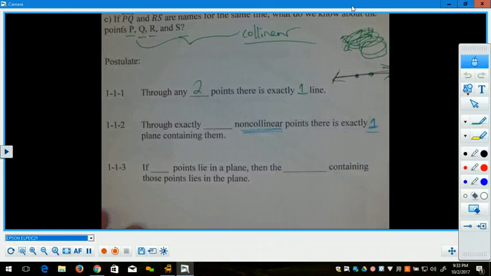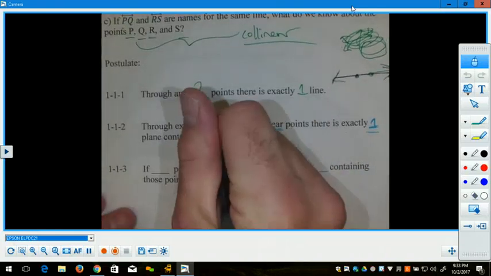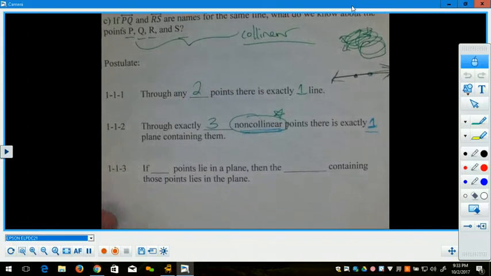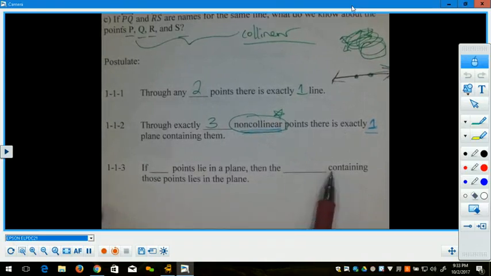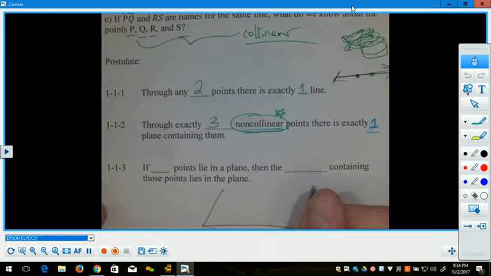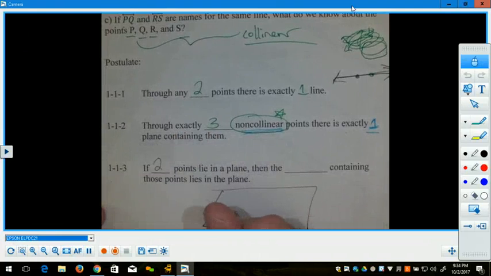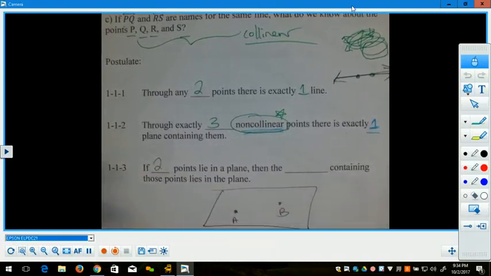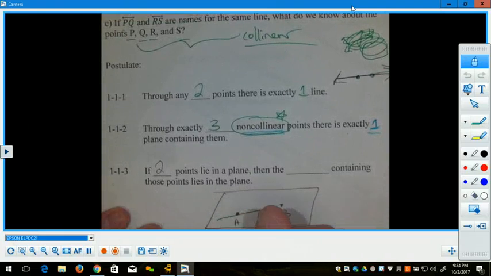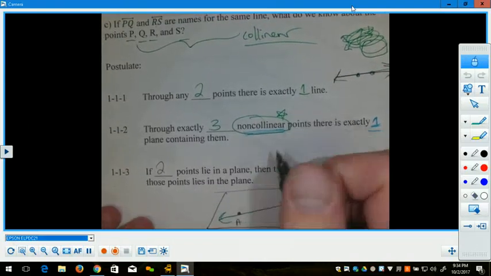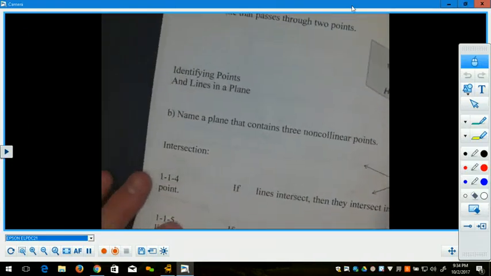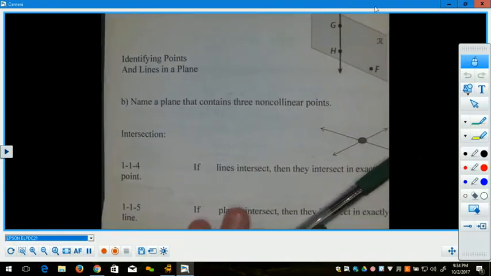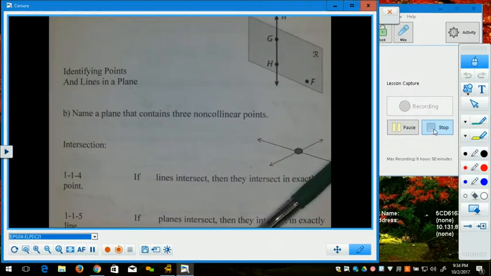Well, how many points does it take to make a plane? Well, if I have two, that's a line, so I need three, and they do have to be non-collinear. That's a key vocabulary word. Because if they're non-collinear, then it makes a two-dimensional surface. If two points lie in a plane, then the line containing them, the line containing those points, is also in the plane. This is it for example 2.